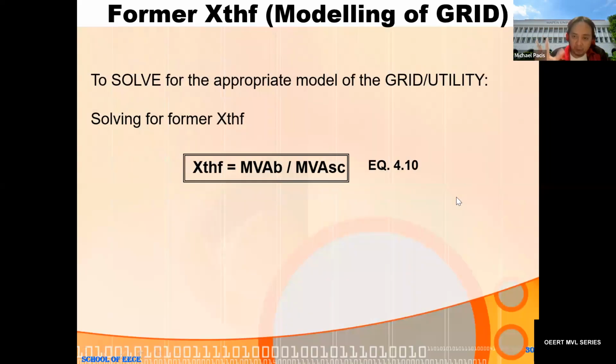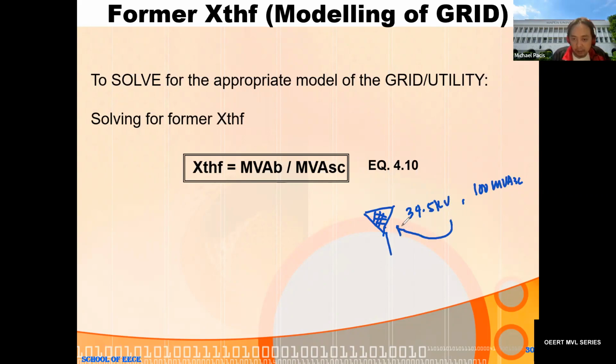But before we do anything else here, you can get the Thevenin reactance or modeling of a grid by having this relationship. Because on some single line diagrams, for example, 34.5 kilovolt, you have here 100 MVA or MVA short circuit.